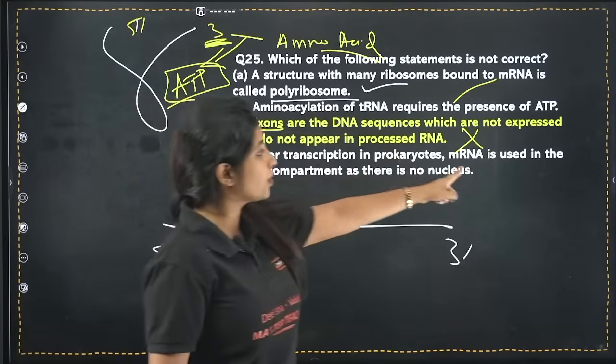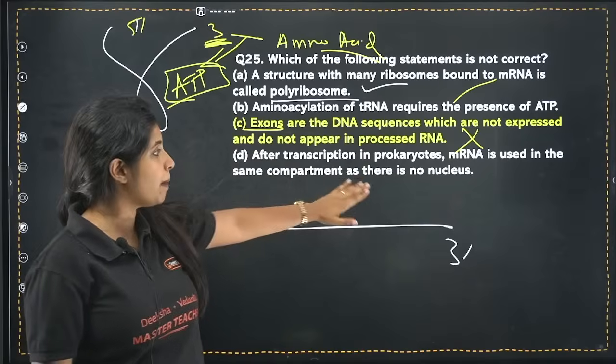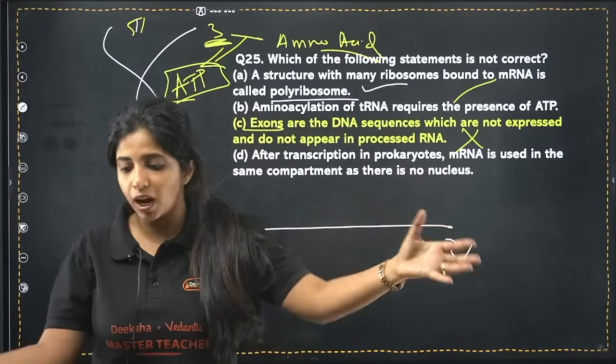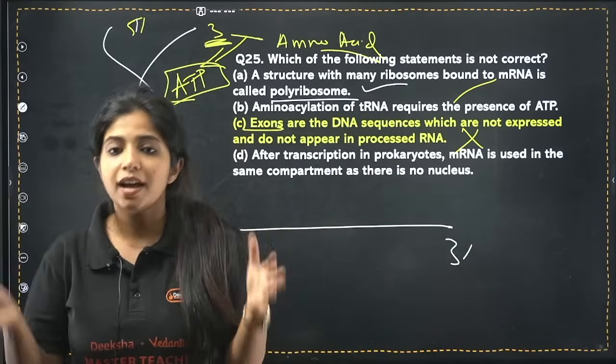Now, after transcription in prokaryotes, mRNA is used in the same compartment as there is no nucleus. Yes, I told you it's a coupled process. Everything is going to happen within the cell itself.